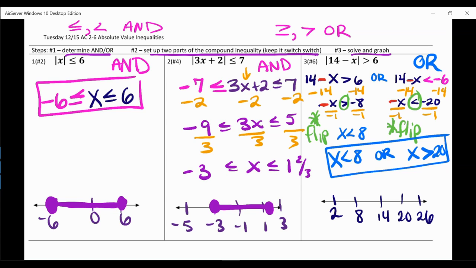Okay, again, don't worry about the increments. If you just had 8 and 20 on your number line, that's cool with me. X can be less than 8 or greater than 20.